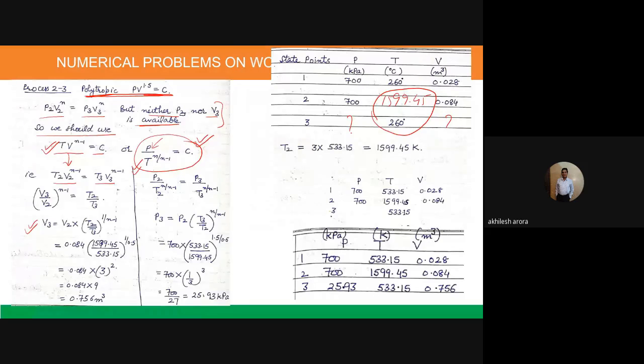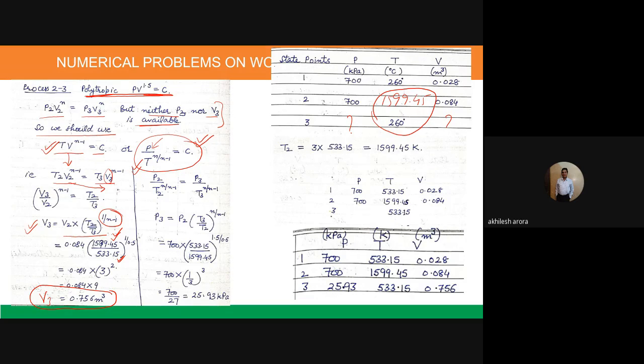You just read it carefully how I have done it. So I have brought this V2 in the denominator here, and then I have calculated the value of V3 here. So V3 will be equal to V2 into T2 over T3, raised to power 1 over n minus 1. Now you can easily put the values of temperature here, okay, and then calculate the value of V3, which comes out to be 0.756 meter cubed.